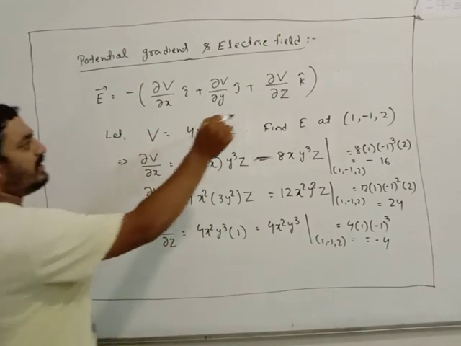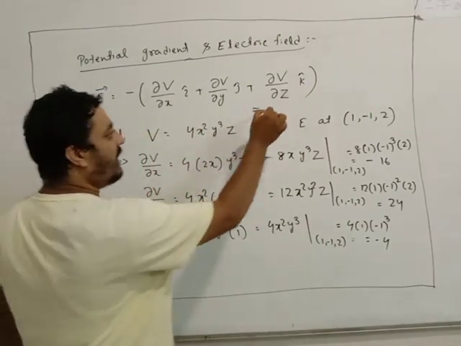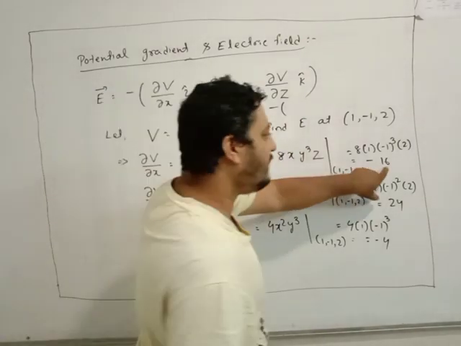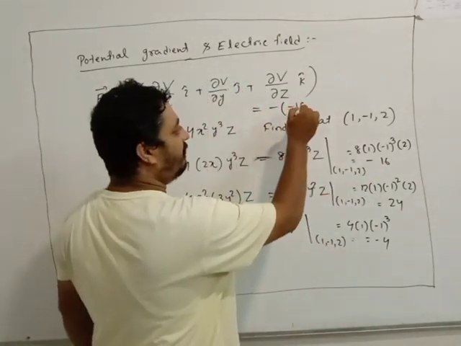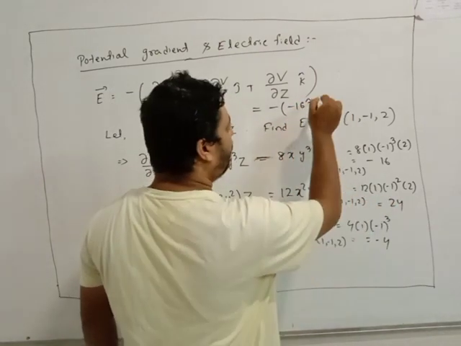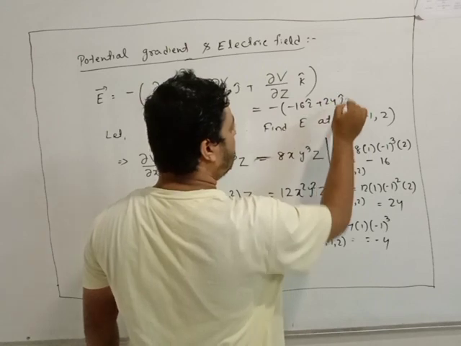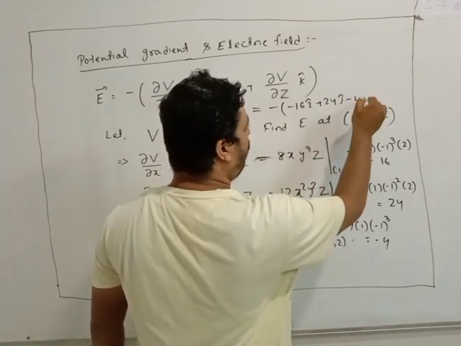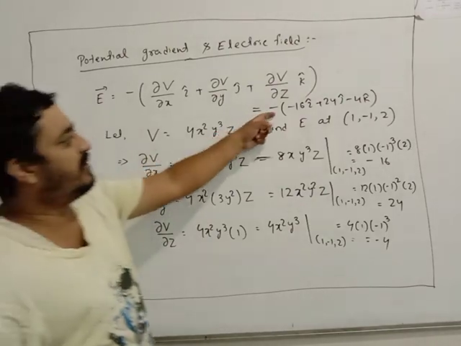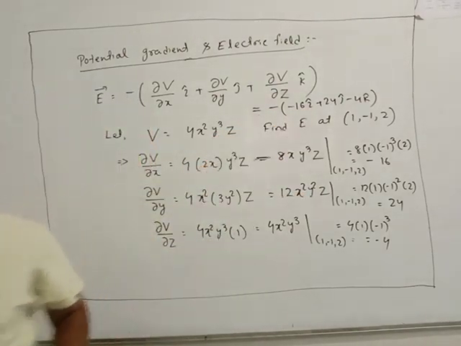Now E will become minus of dou v by dou x, which is -16, so -16 i cap, dou v by dou y 24 plus 24 j cap, -4 k cap. So you can multiply with the minus.